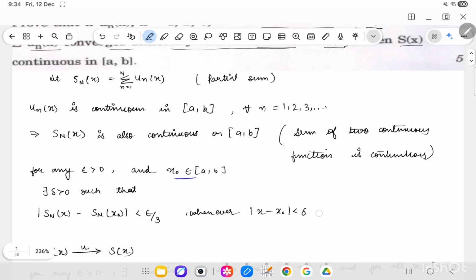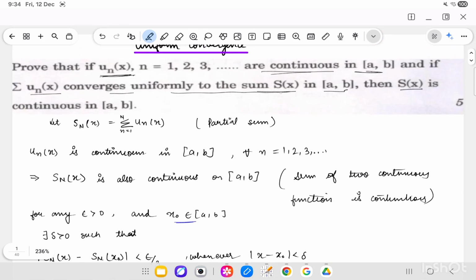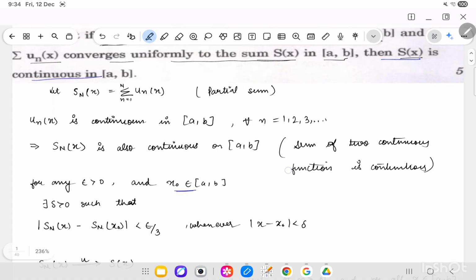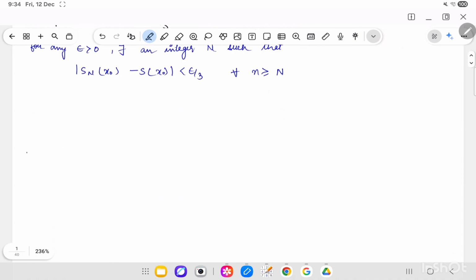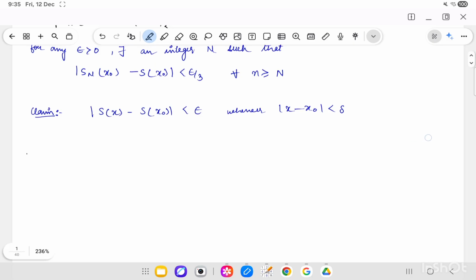Now we are supposed to show that S(x) is continuous in [a, b]. So what exactly are we supposed to show? Our claim is that the modulus of S(x) minus S(x0) is less than epsilon whenever the modulus of x minus x0 is less than delta, and here epsilon is basically any given positive number greater than 0.